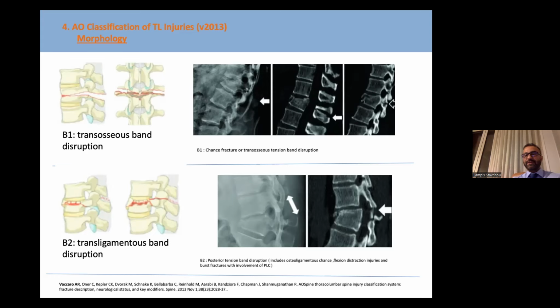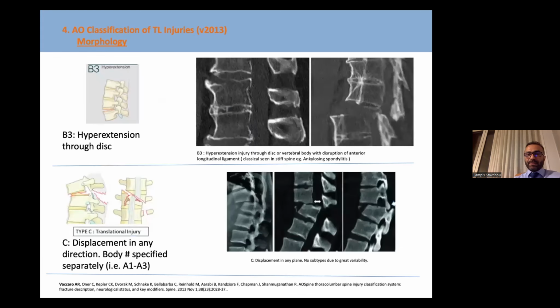These two types can and usually are combined with vertebral body fractures, which are described separately. So you can have an A3B2 fracture. And then we have the B3 fracture, which is basically a hyperextension fracture with rupture through the intervertebral disc. And this is a fracture that we classically see in stiff spine, aka ankylosing spondylitis.